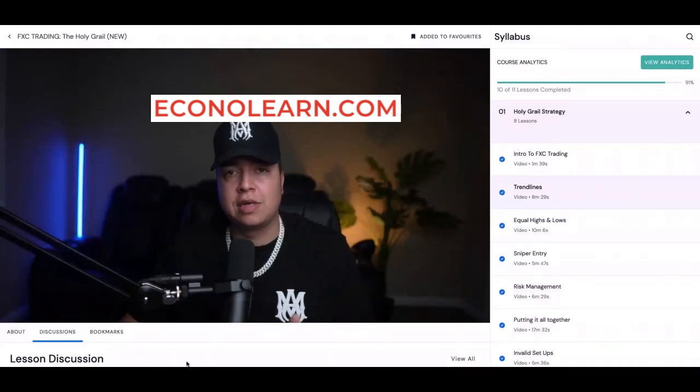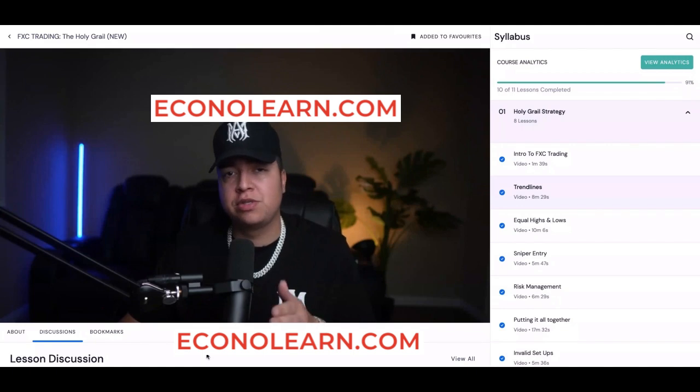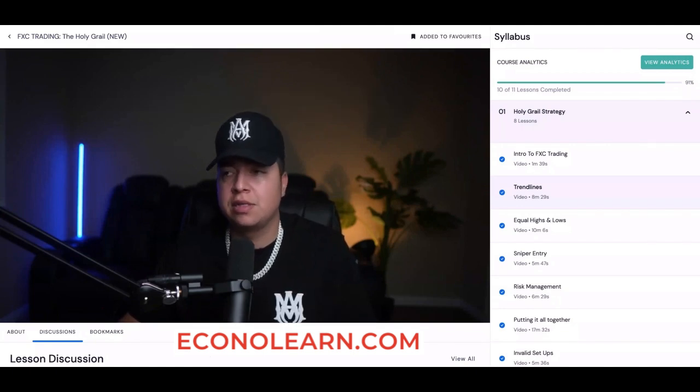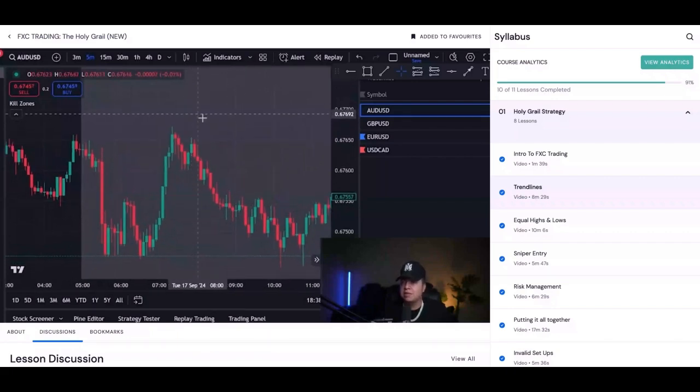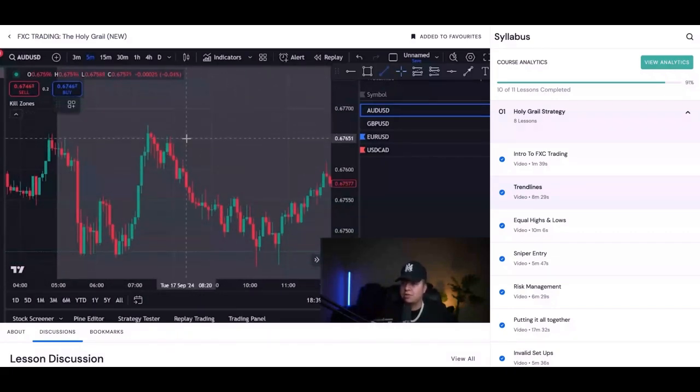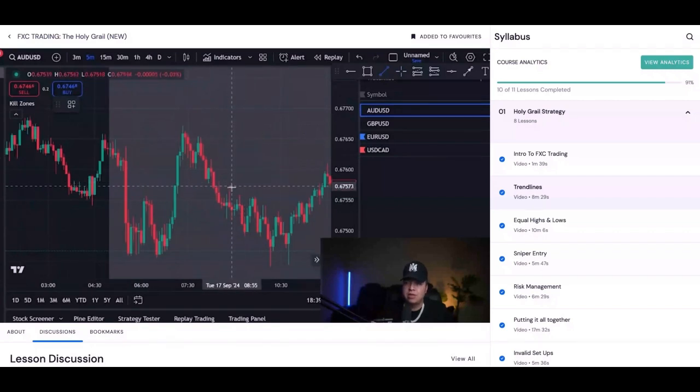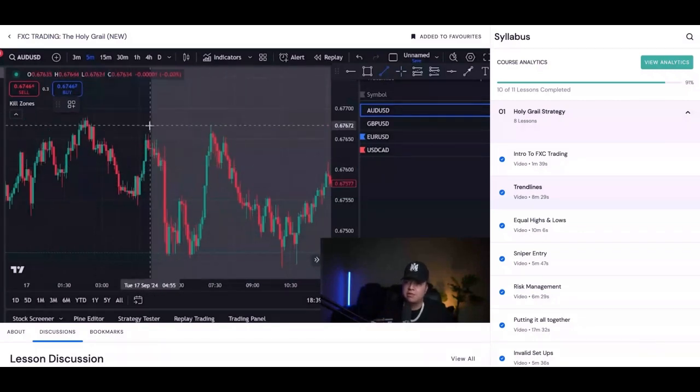is trend lines. Now, trend lines are very important to this strategy, so make sure you pay attention. When it comes to drawing trend lines, it's very simple. There's no need to complicate this. You're going to grab a trend line tool, and all you're going to do is get 3 taps. So let's start off with this one.